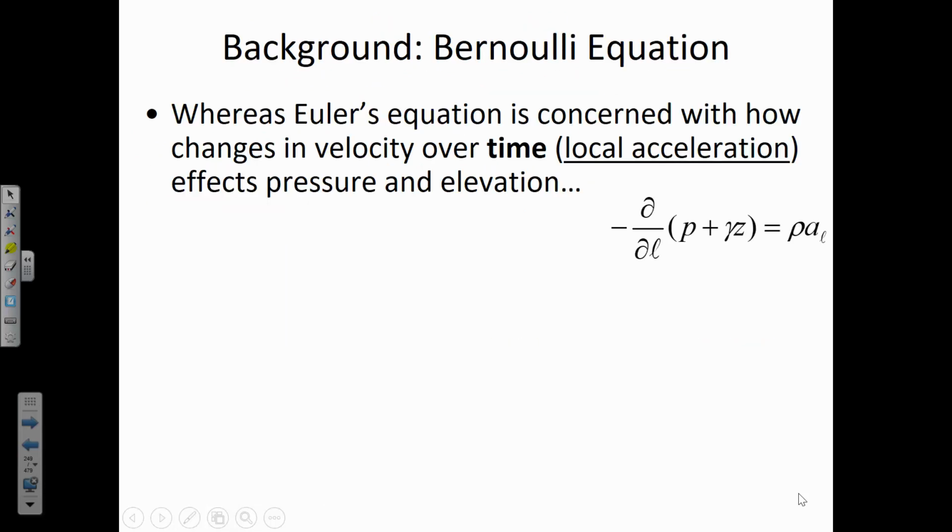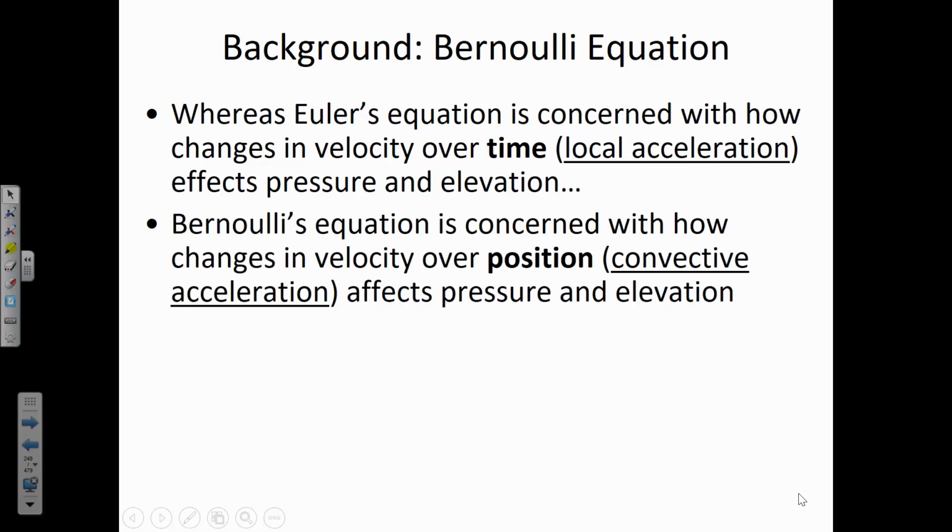So what we've done so far is we're saying when there's local acceleration, meaning that the velocity is changing over time, then Euler's equation was allowing us to predict some change in piezometric pressure. So it's the change in pressure plus gamma z.